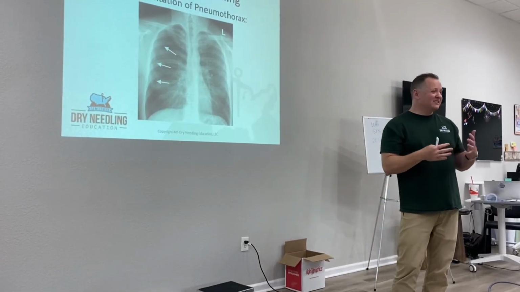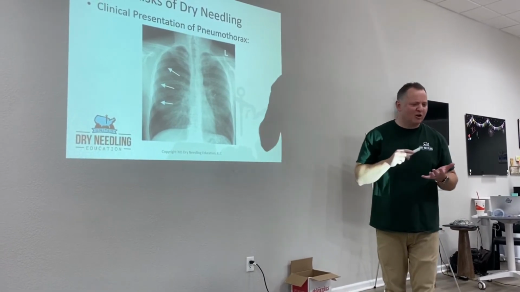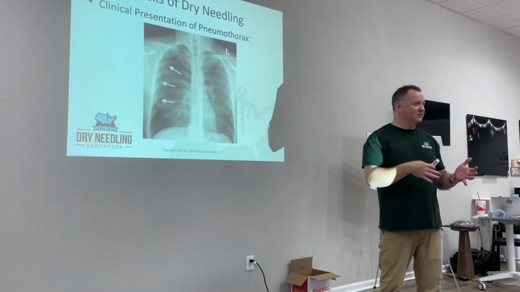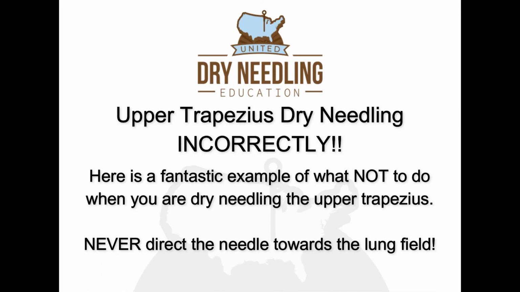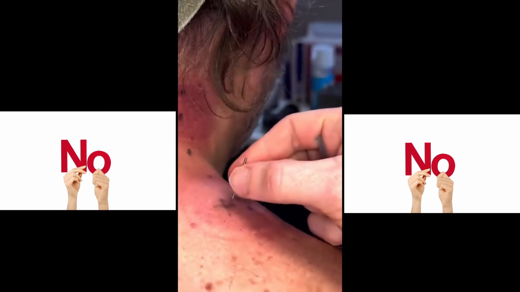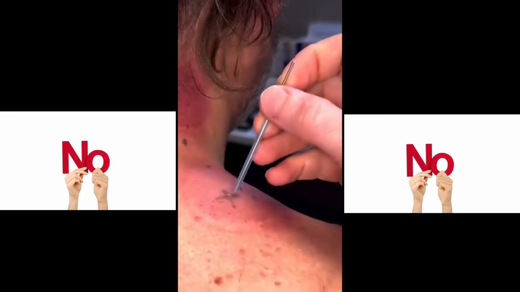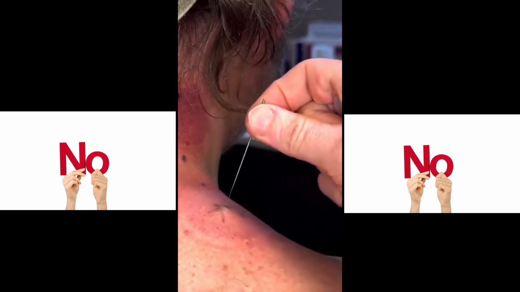There are certainly some places that increase your risk for pneumothorax with dry needling. People talk about the upper trap a lot, and you could do the upper trap incorrectly and get into somebody's pleural space. Here's a fantastic example of what not to do when you're dry needling the upper trapezius. You would never direct the needle towards the lung field. This video is publicly available via Instagram on some sports chiropractors out of Chicago's Instagram page, and it just demonstrates a terrible technique with such risk to the apical segment of the lung and the chance for pneumothorax.